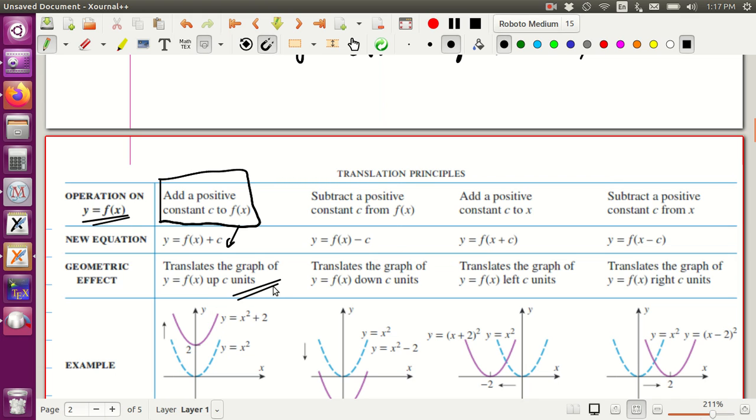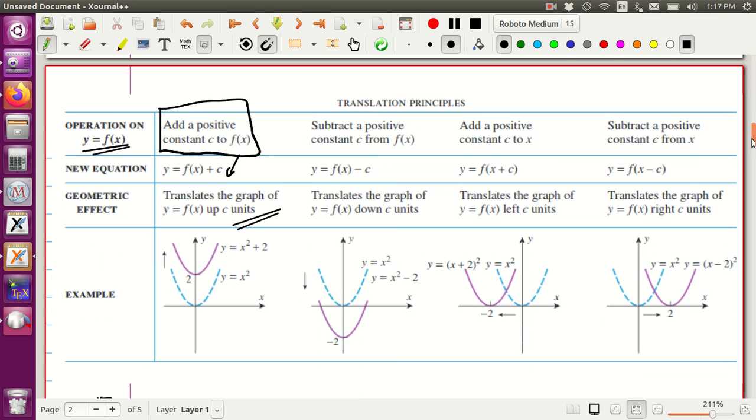So for example, if you take a function f of x and add a constant at the end of it, it's going to move your function that many units up. And there is a small example over here. I grabbed these pictures from the book. So you have an original function x squared, you add 2 at the end.